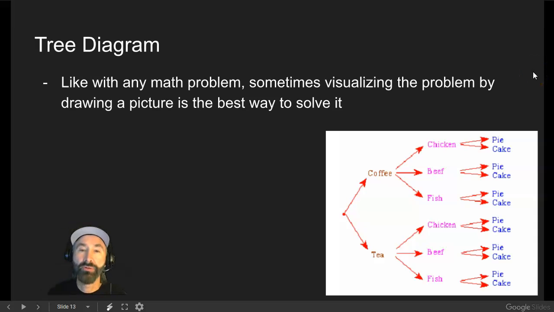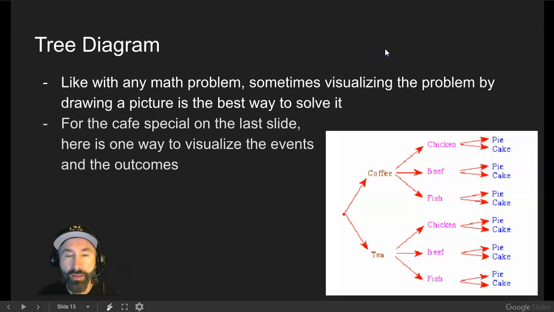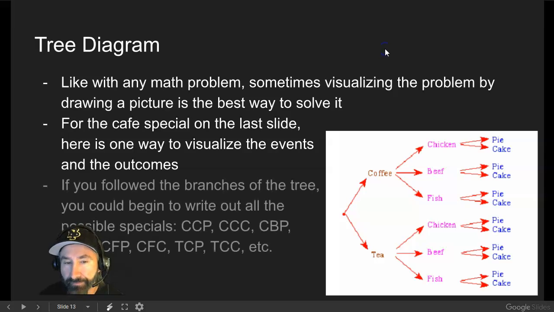Now, in general, my belief is that when working on math problems, especially complex math problems, one important technique is to be able to make a picture of the situation to help visualize it. And for the cafe special on the last slide, this is not a bad way to visualize all the possible outcomes.